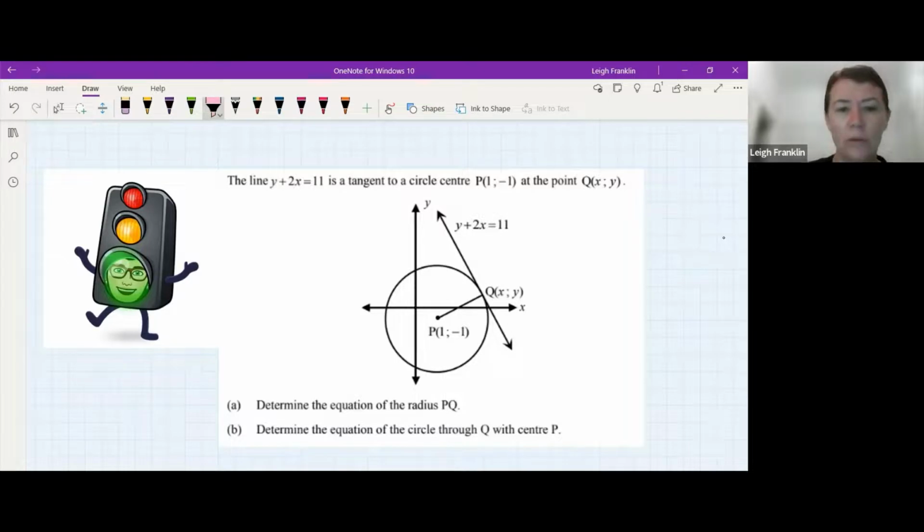And again, what I'll do is just write the equation of the straight line and the circle.